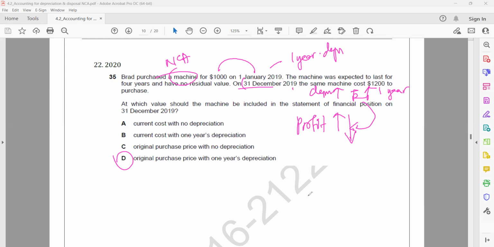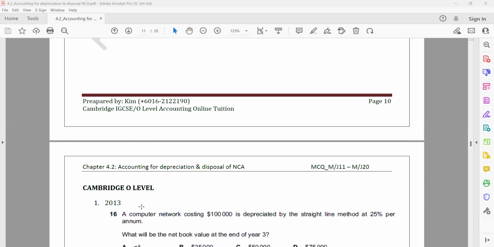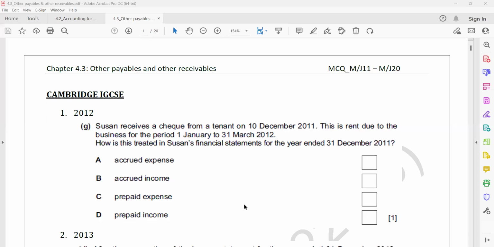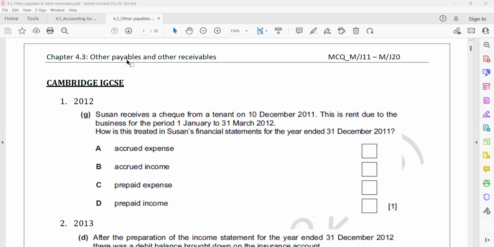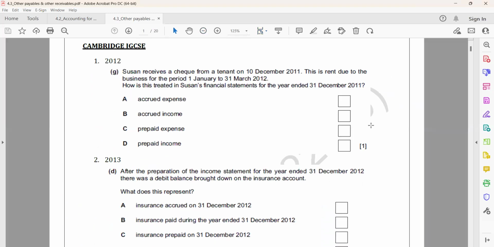Yes. Okay. Now we have done the first set for the depreciation topic. This second set, you take your time and do it. Now I want to go to another section. Give me a minute, I open the file first. Okay, this is another chapter, other payable, other receivable. For other payable, other receivable, you have to watch out for the date. The date is affecting your calculation.